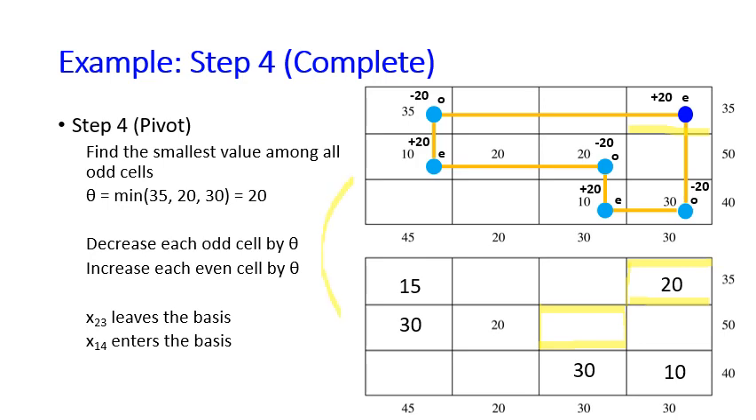So now you can see we have a new BFS, and it's still a BFS because the number of basic variables is still m plus n minus 1, and those basic variables do not form a loop. So that's how we perform the pivoting for transportation simplex.